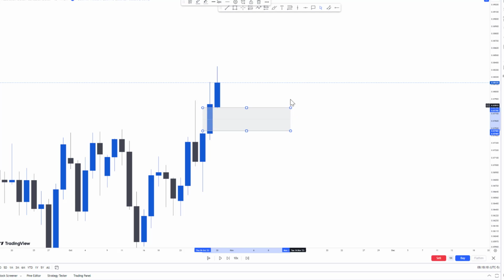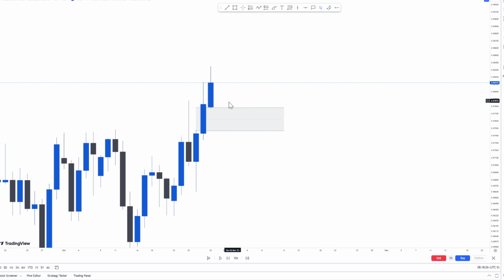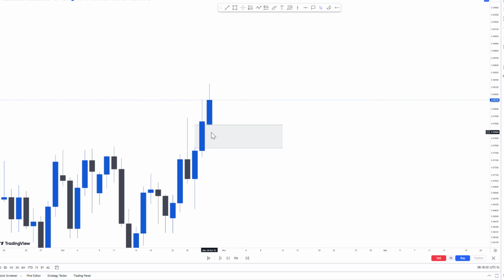We usually mark it like this, where we always anticipate that price is going to come back, rebalance this inefficiency, and continue to the upside. Okay, in this particular case, the expectation, because this is what we call a fair value gap, you see a lot of people calling it IFVG. So this is it right here.